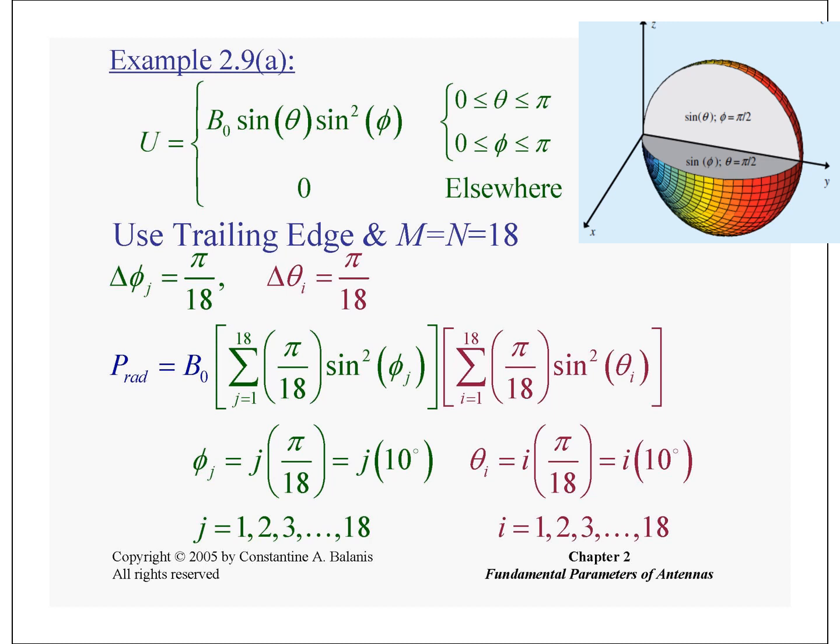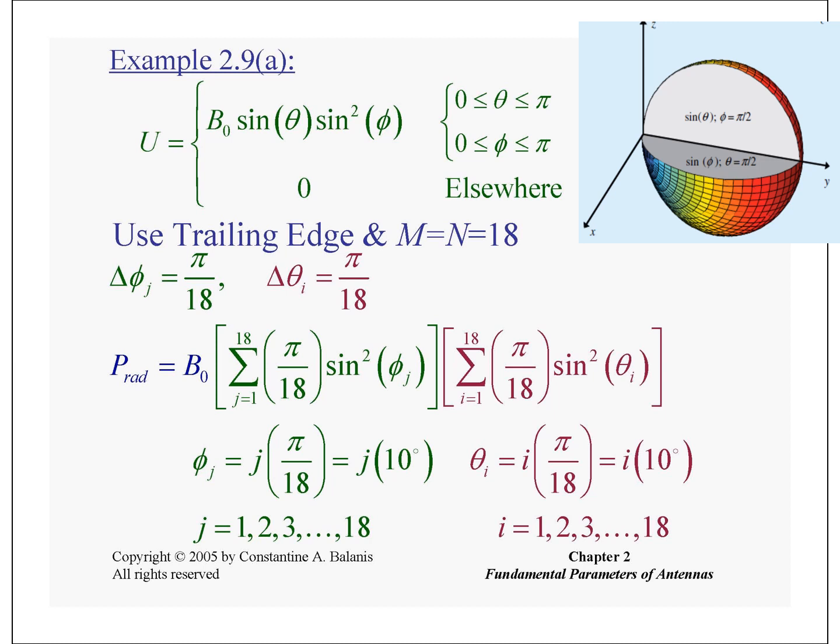Now, if we use the trailing edge method and take m equal to n equal to 18 samples, the angle step size along the theta and phi coordinates will be the same, each equal to pi by 18, or in other words, 10 degrees. Because pi is equal to 180 degrees, del theta i is equal to del phi j is equal to 10 degrees.